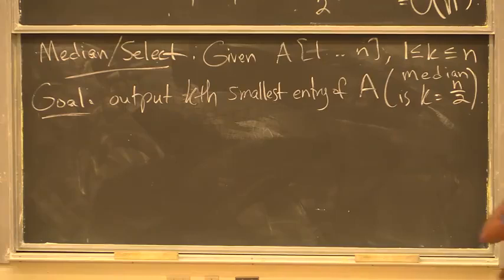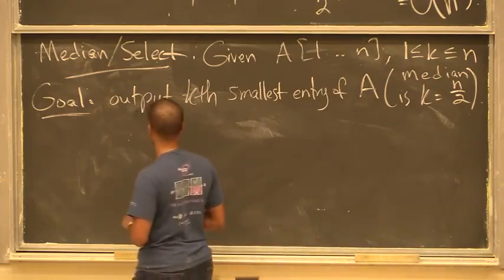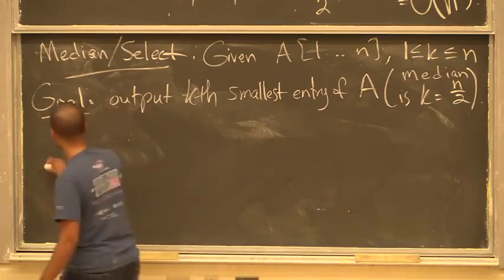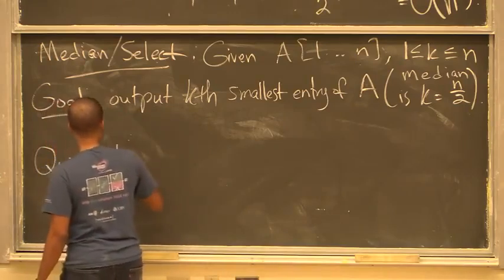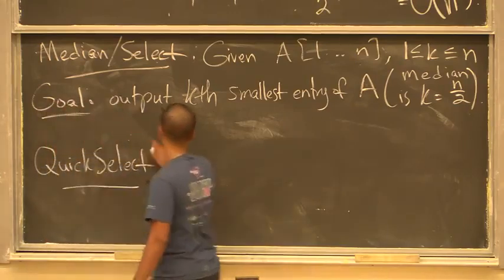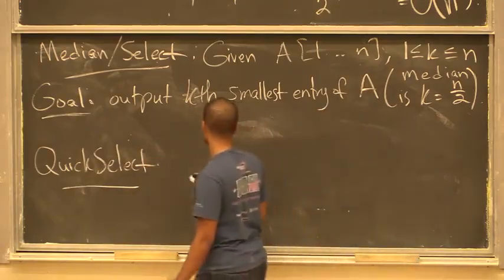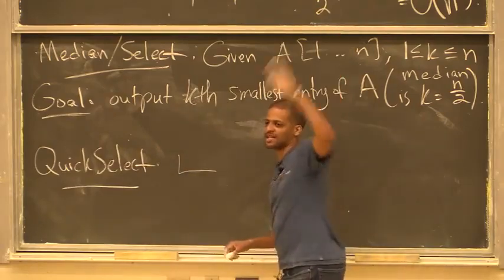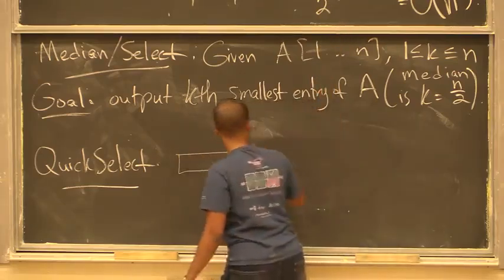And the motivating algorithm for why we expect to be able to do it in linear time is the following. So there's an algorithm called quick select, which we're not going to analyze formally today. But the way that algorithm works is as follows. Who's heard of quick sort? Who's heard of quick select? Fewer people, but it's a similar concept.